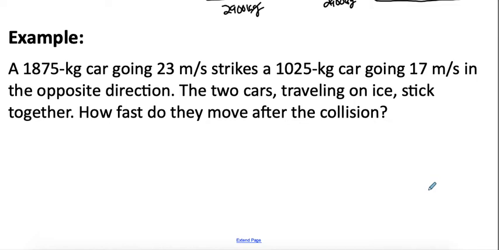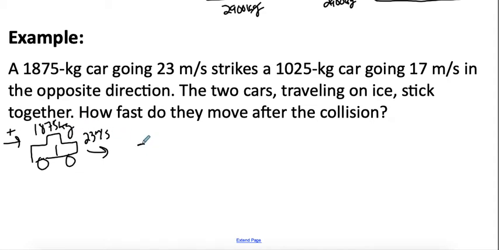So we have the same two cars, but they're going in opposite directions. So let's draw our car from above. It's a little bit bigger now, that's okay. So that car is going 23 meters per second. Let's call this the positive direction. All right, and that's car 1, which is 1875 kilograms. Car 2, that's our little guy, compact car, is going that direction, 17 meters per second, and that's our 1,025 kilogram car.